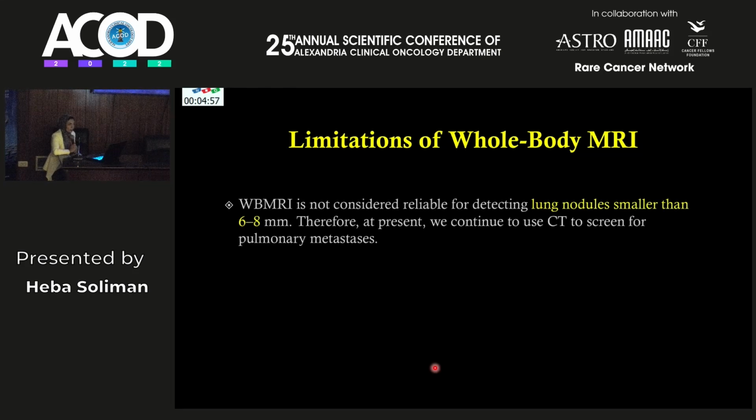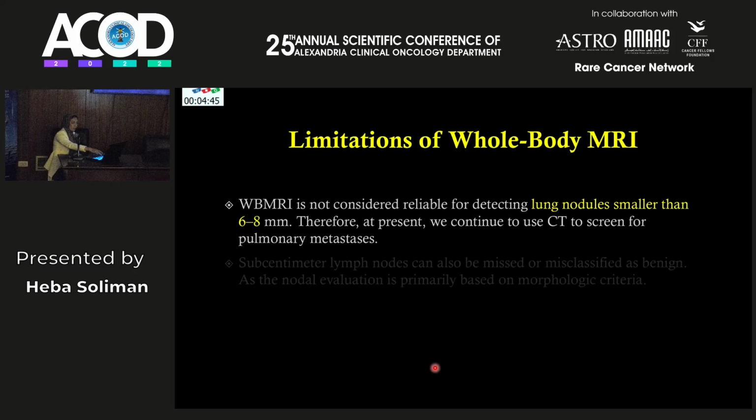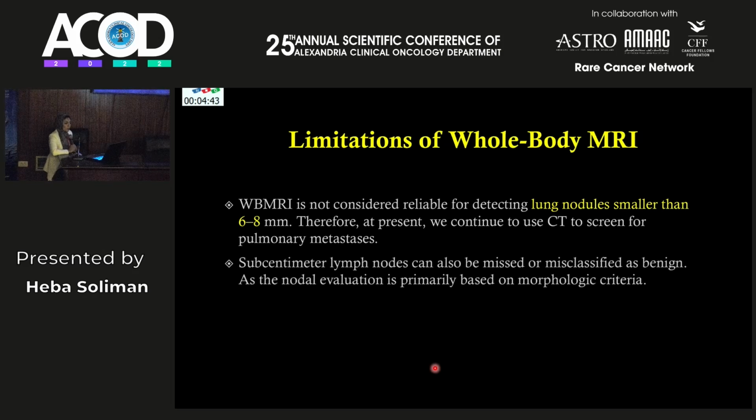What are the limitations? Whole body MRI is not considered reliable for detecting small lung nodules smaller than 6 to 8 millimeters. So we still use CT for screening of pulmonary metastasis. Also, subcentimeter lymph nodes can be missed and misclassified as benign, as the nodal evaluation is primarily based on morphologic criteria, not on functional criteria as in PET. So its application in lymphoma cannot be utilized.